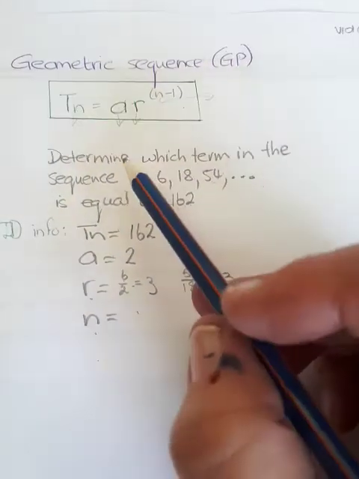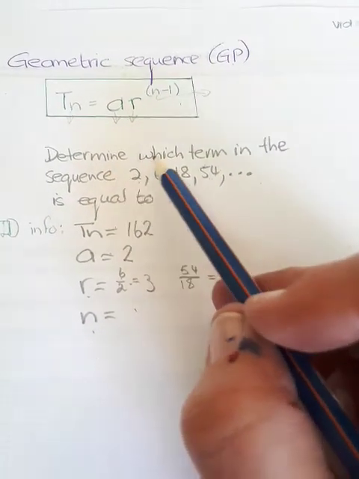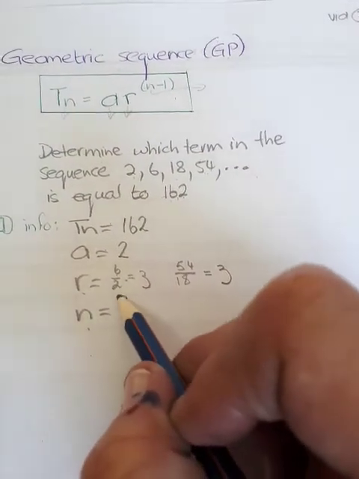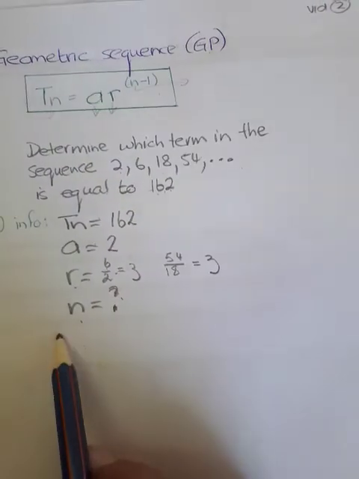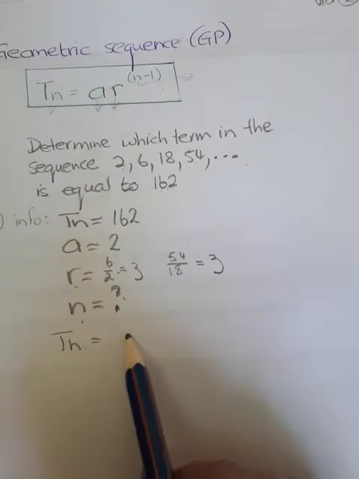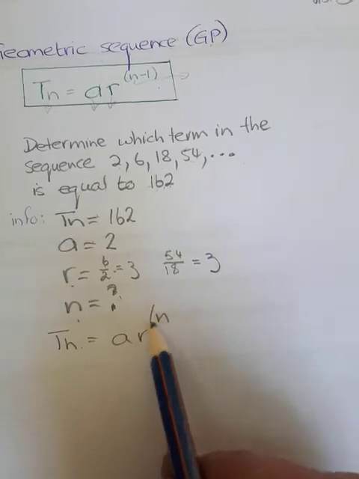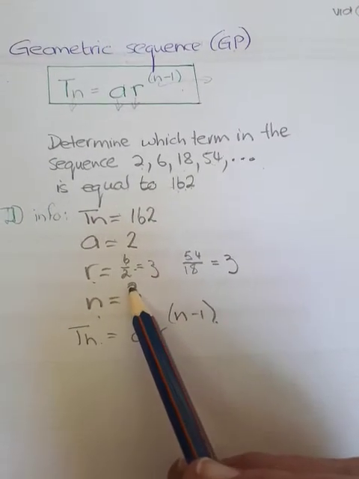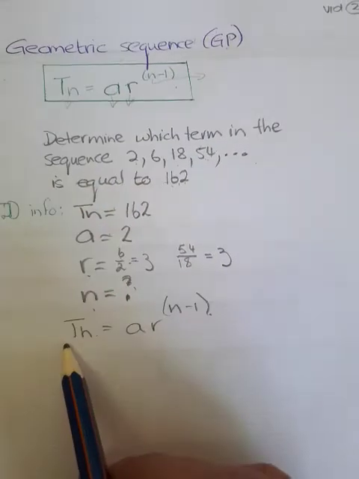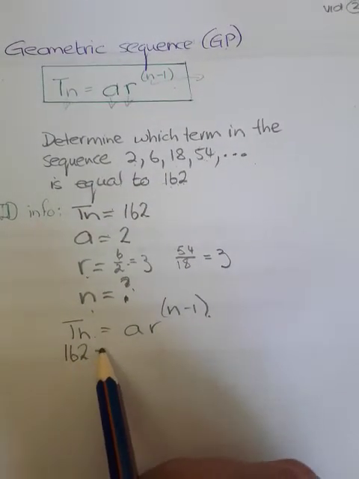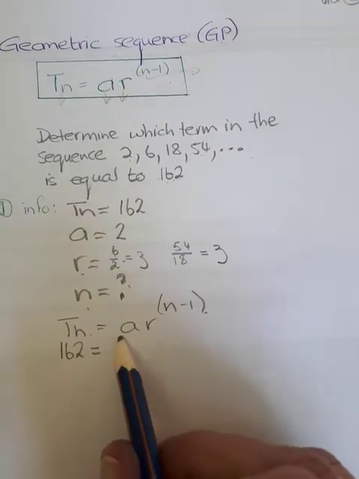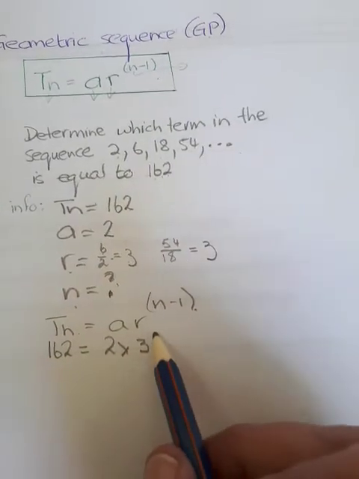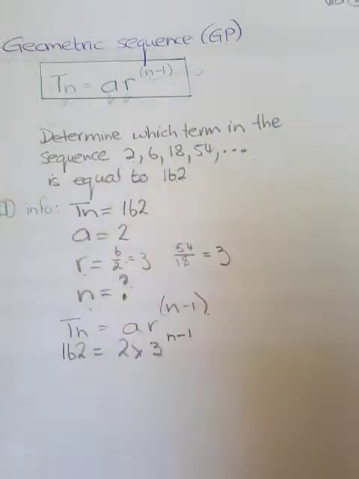All right. And if you now look at the question, it asks you which term. So therefore, n is being asked. All right. Then we start with our standard formula. And in step 1, we will now substitute the relevant numbers into their places. So this becomes 162 equals a is 2 times r is 3 to the power of n minus 1.